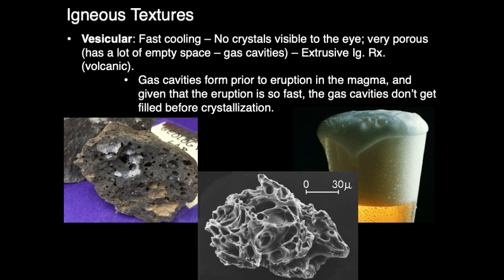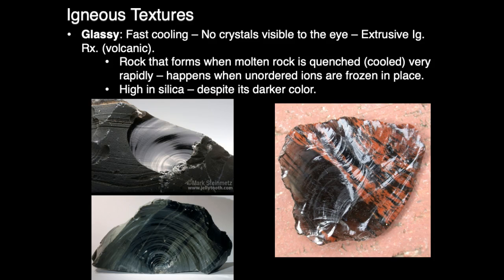The last texture that I have here is glassy. This type of texture is characteristic of fast cooling and extrusive igneous rocks. They have no crystals visible to the naked eye, and it forms when molten rock is quenched or cooled very rapidly. This happens when unordered ions are frozen in place. This type of texture is characteristic of obsidian, or dragon glass, as some of you may know it. And it is high in silica content despite its color. When you cut it really thin, you can perceive how transparent it really is.